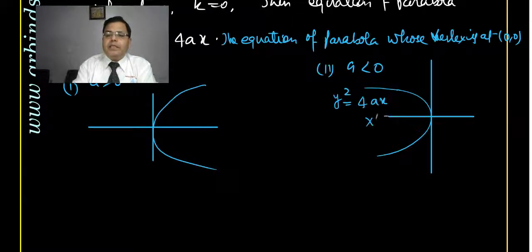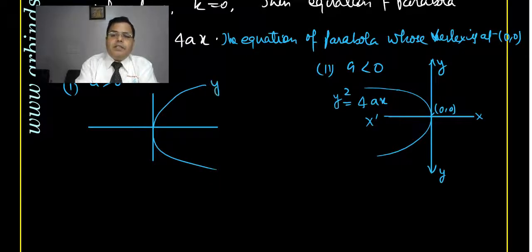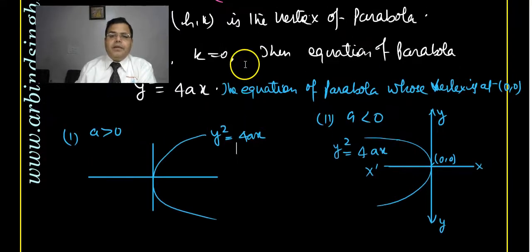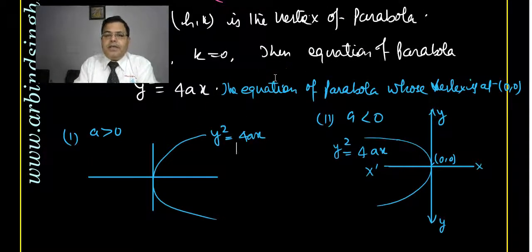This will be x dash, and that will be x, this is y, and that is y dash. This is 0, 0, called vertex. And this is also y square is equal to 4ax. Depending upon the sign of a, it can be two ways. If a is positive, the parabola is on the positive side. If a is negative, then it will be on the negative side.